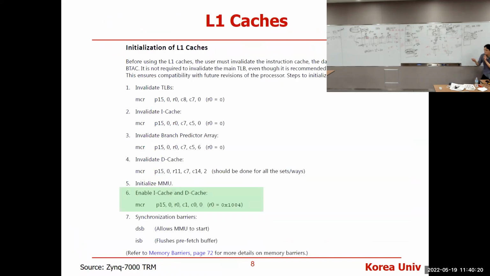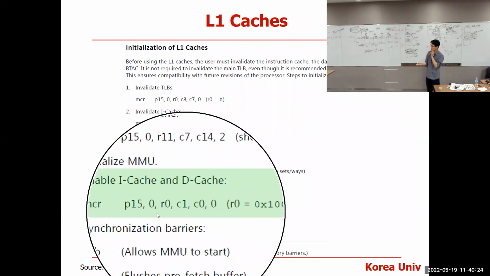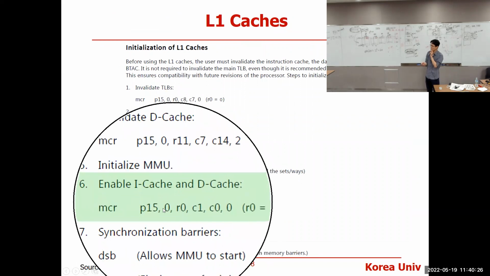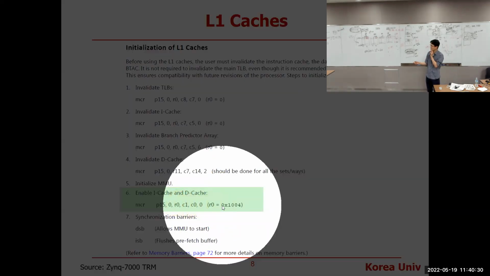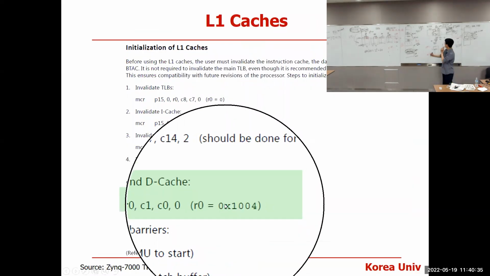Okay, so this is an example. To enable the instruction cache and data cache, you use the MCR instruction. MCR, then the data, data is what? 1004. Why 1004? You go back.